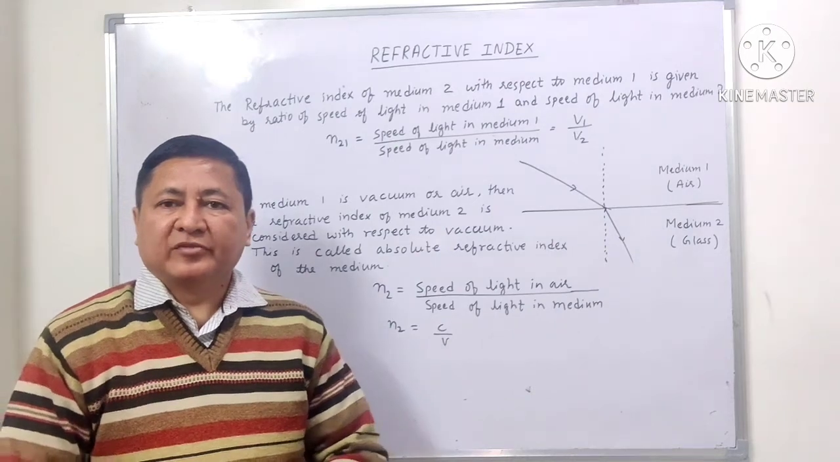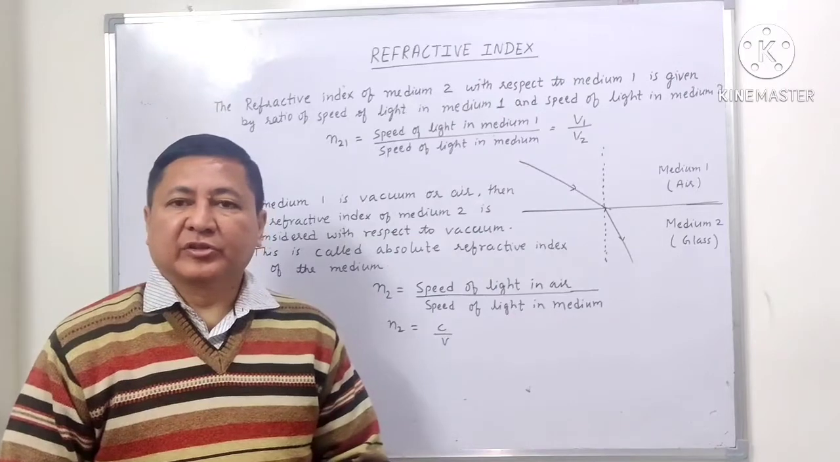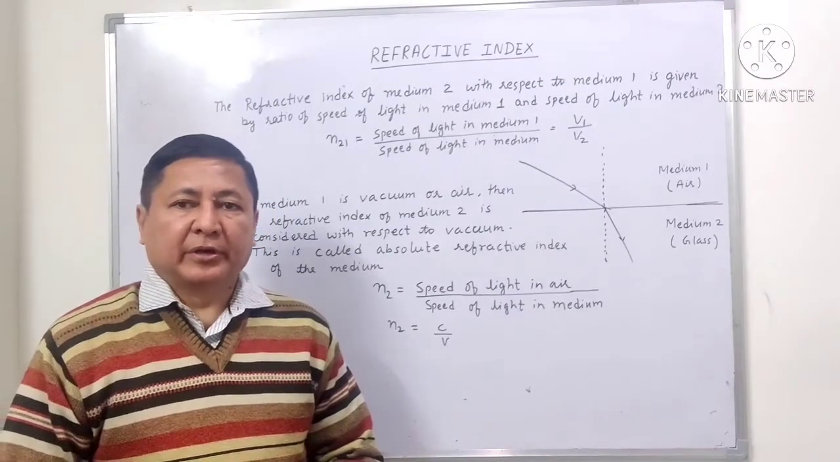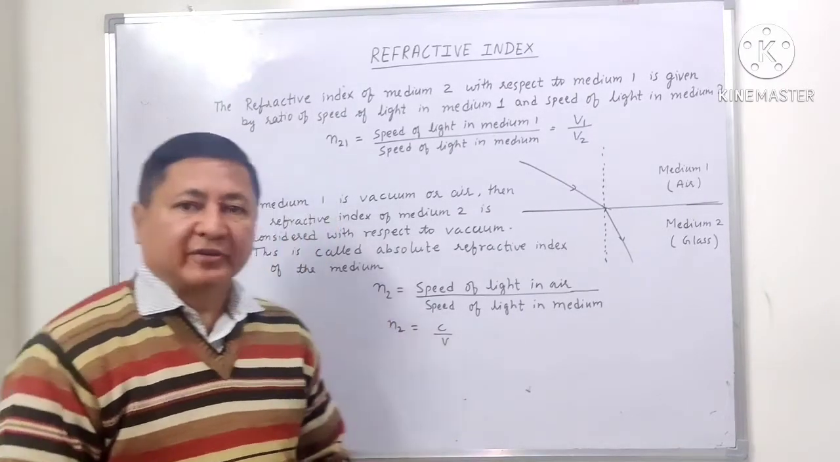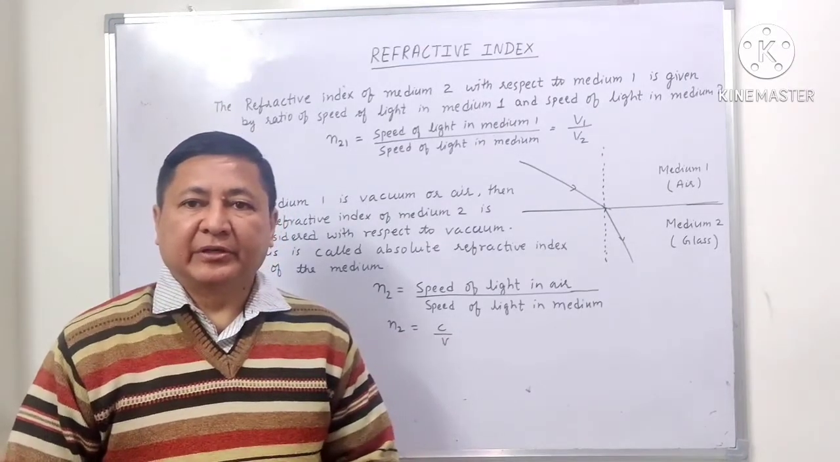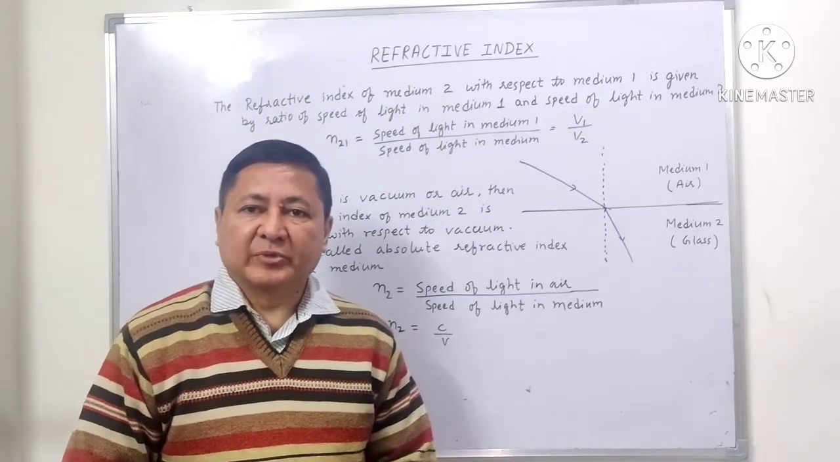In Snell's law, we have seen that the ratio of the sine of the angle of incidence to the sine of the angle of refraction is constant, and that constant is known as the refractive index. But now we are going to take the refractive index in terms of the speed of light. As we know that the speed of light is different in different media, therefore we are going to define the refractive index in terms of the speed of light.